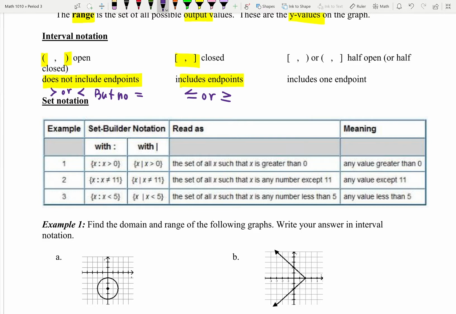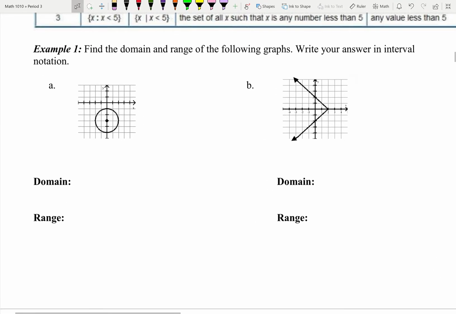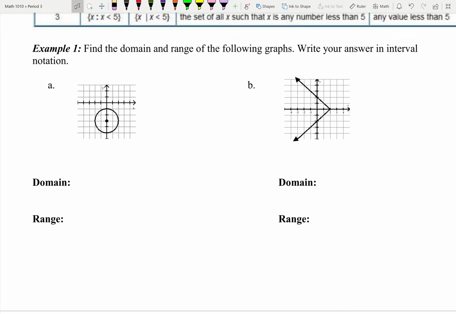I think I'm going to skip over this right here. We're going to go right there, okay? Find the domain and range of the following graphs. Write your answer in interval notation. Okay, what I want you to do right now is I just want you to relax, okay? Hopefully, all of you guys totally understand this.